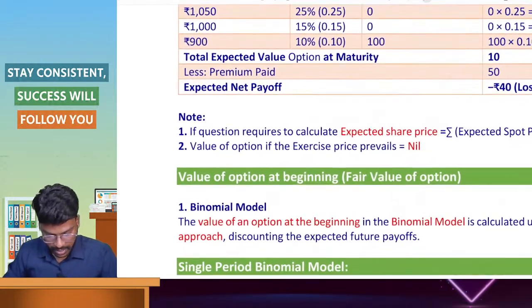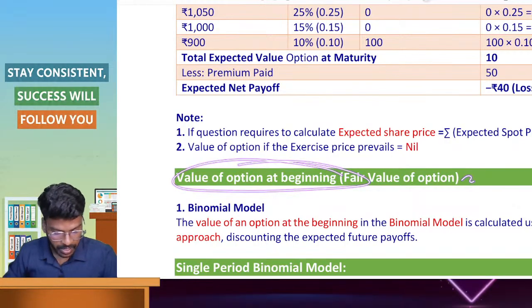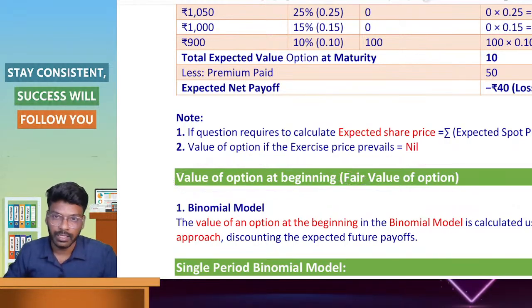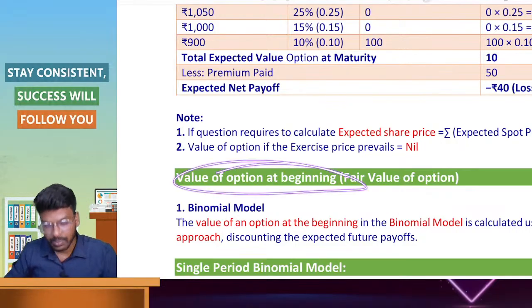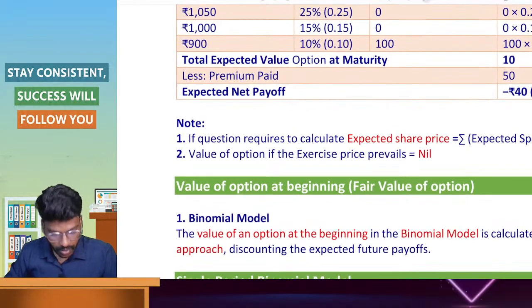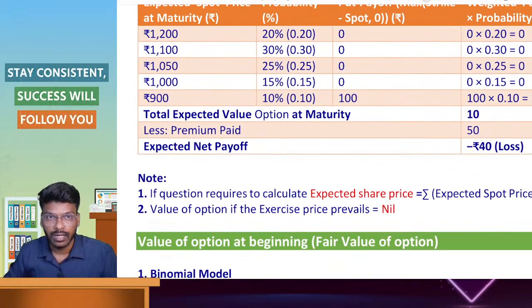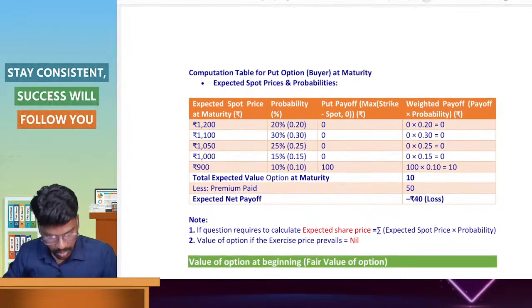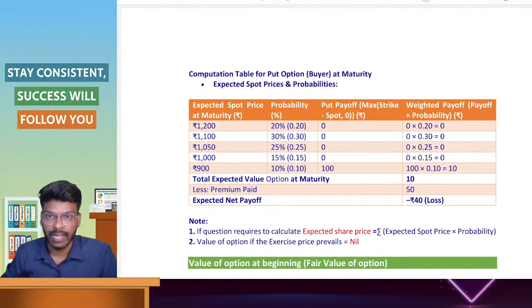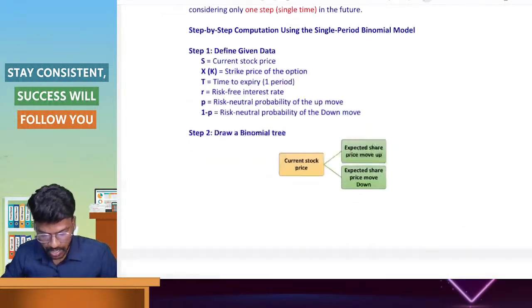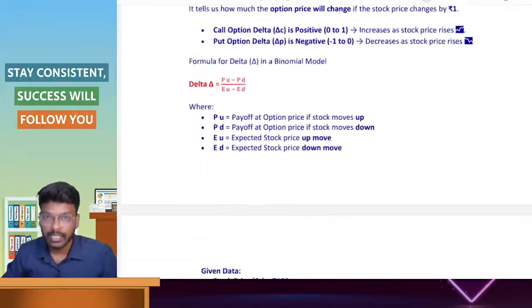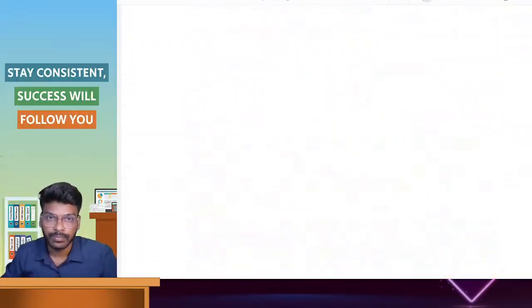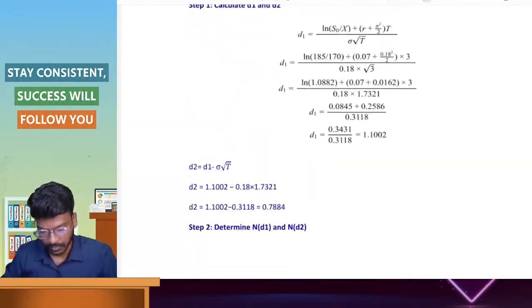We'll discuss the value of options at the beginning, the computation of the fair value of an option. We have seen pricing of futures. Now the value of the option will be decided in case of options. We'll learn this in the next lecture. The basics of options we have learned. The binomial model and Black-Scholes model we'll learn in the next lecture. Thank you.